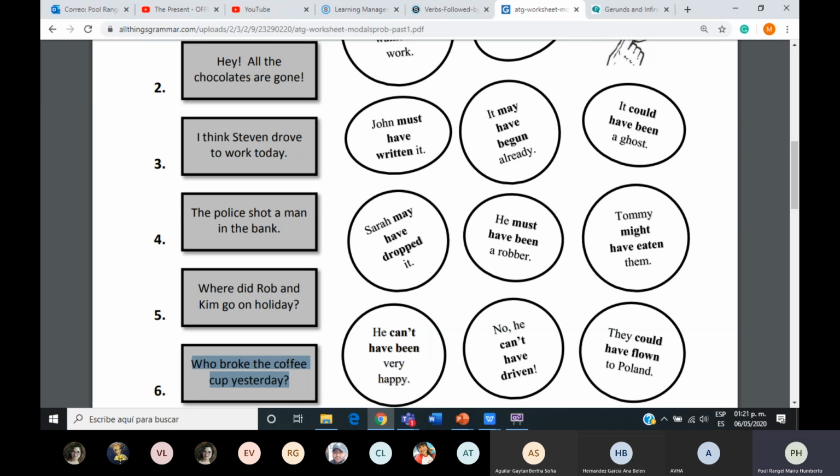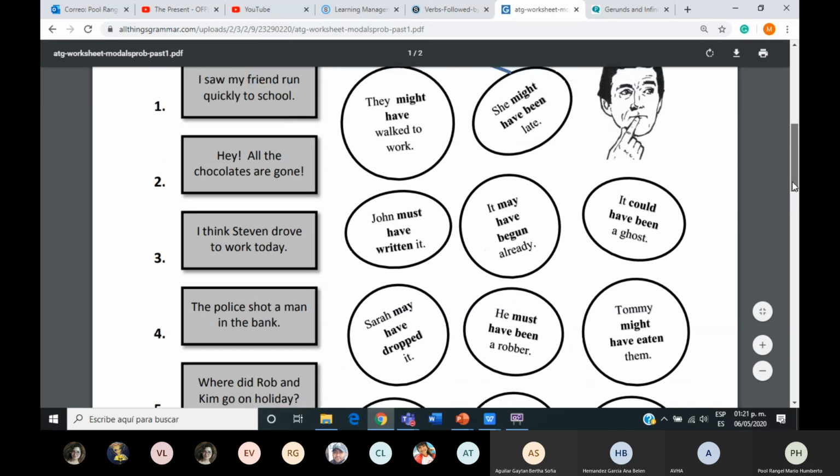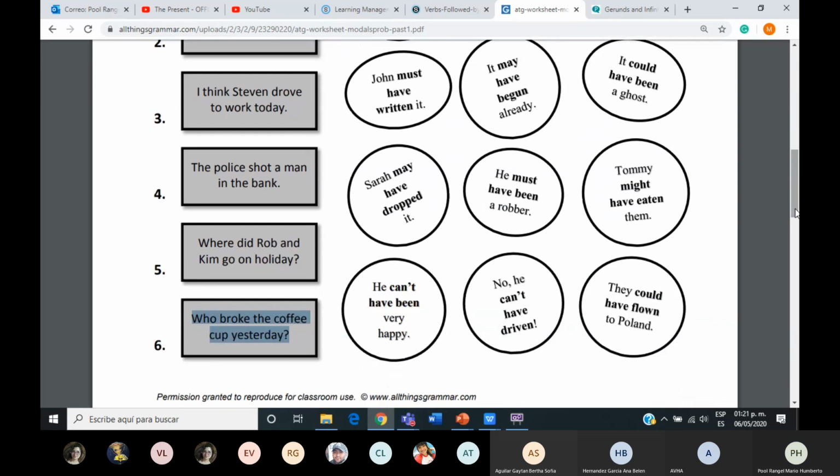Who broke the coffee cup yesterday? Sarah may have dropped it. Pues sí, a lo mejor se le cayó a Sarah.